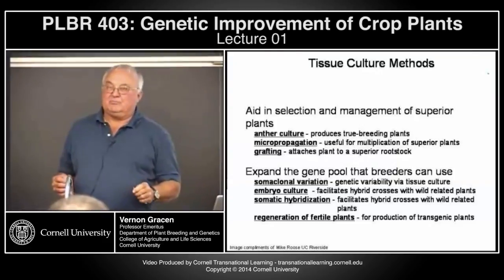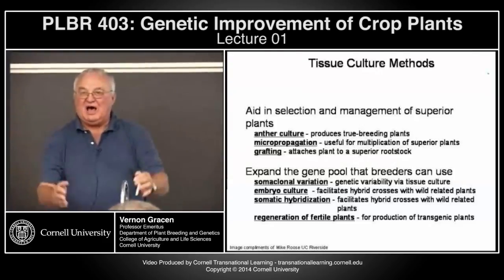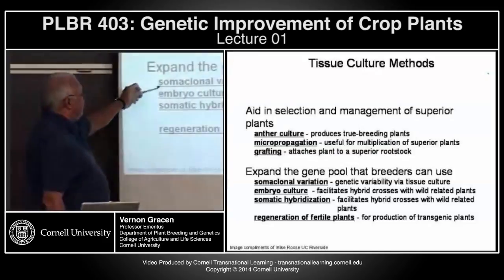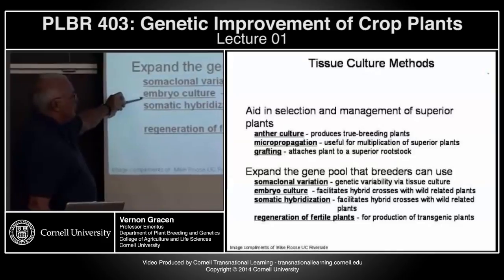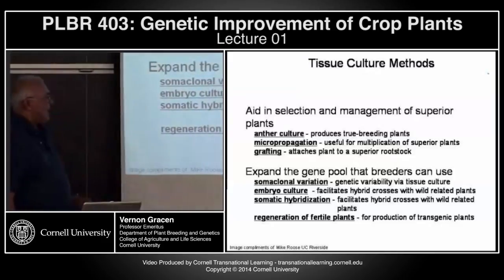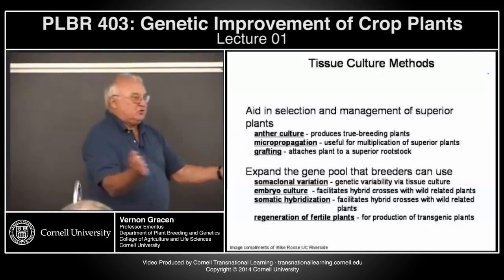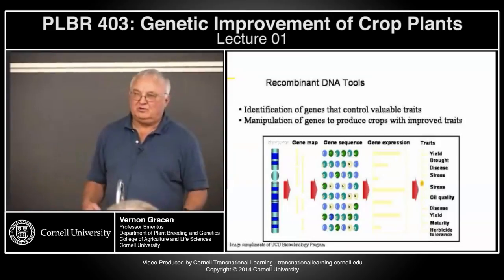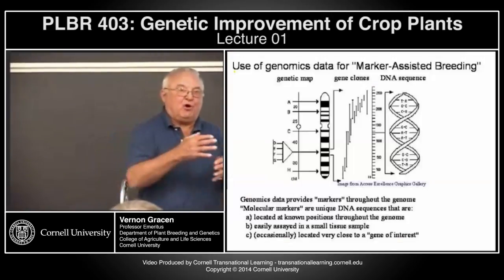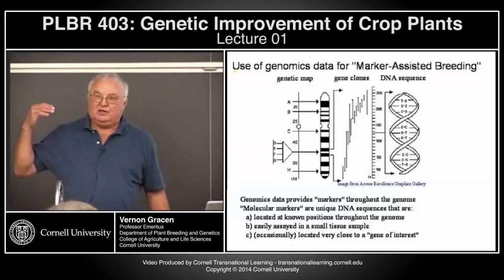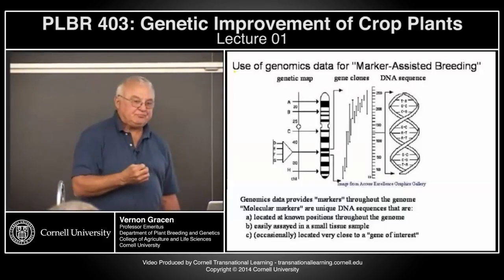I pointed out that breeders not only find genetic diversity, they create diversity. So somaclonal variation, crosses between wild-related plants aided by embryo culture, somatic hybridizations to actually fuse cells, and then regeneration of fertile plants after transformation all broaden the gene pool and create diversity.